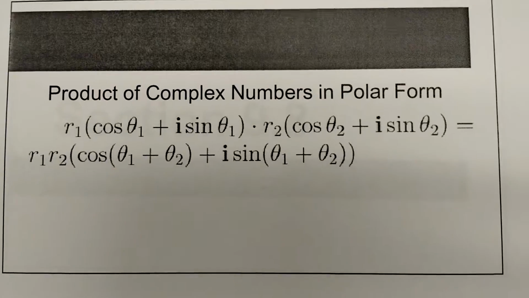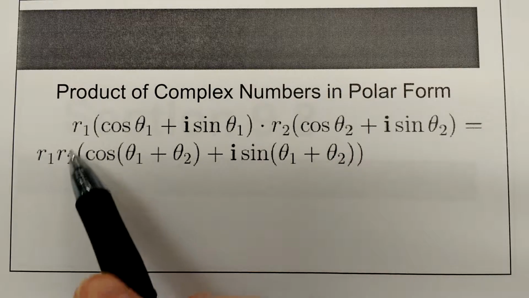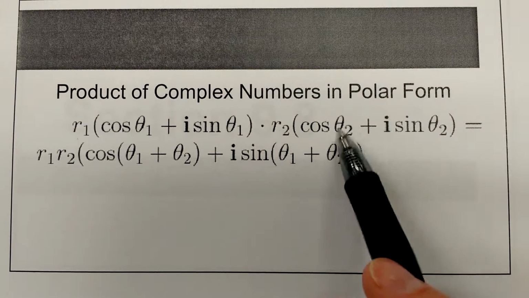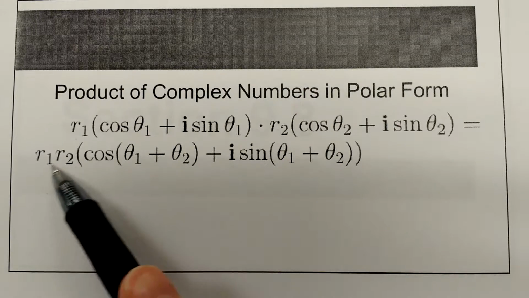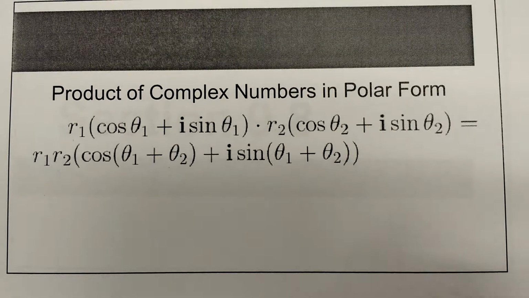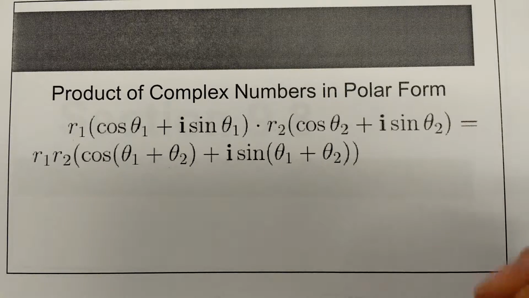So to find the product of complex numbers in polar form, given two complex numbers, one with r1 and the angle theta 1, the other with r2 and the angle theta 2, you multiply the r values and add the angles. Now these angles could be in radians or degrees, it doesn't matter. It may be easier to work in degrees, in that case you can convert, but it doesn't really make a difference.